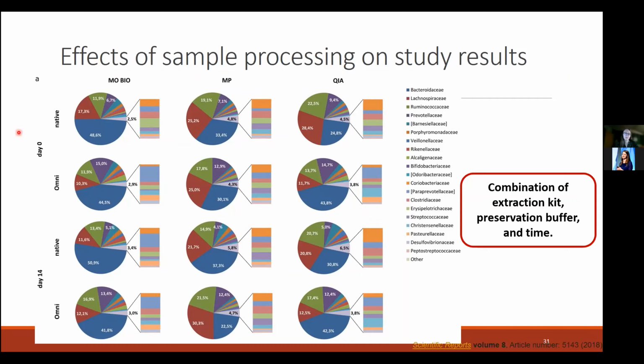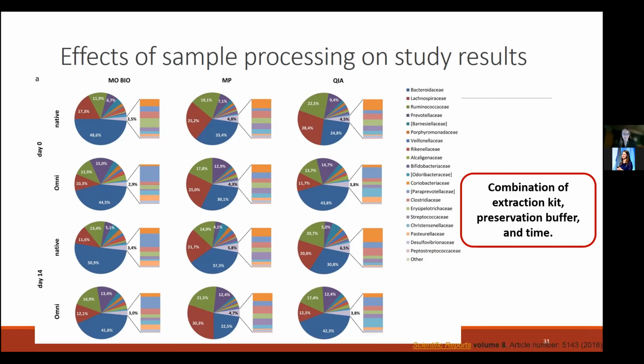Then the first two rows are samples analyzed just after collection, and the last two rows are samples analyzed after 14 days of storage, I think at room temperature. And there we have whether it's just collected, frozen, or in some specific preservative. And what we see is that, if we look at these pie charts, I wouldn't say that I would recognize that all these pie charts represent exactly the same sample.